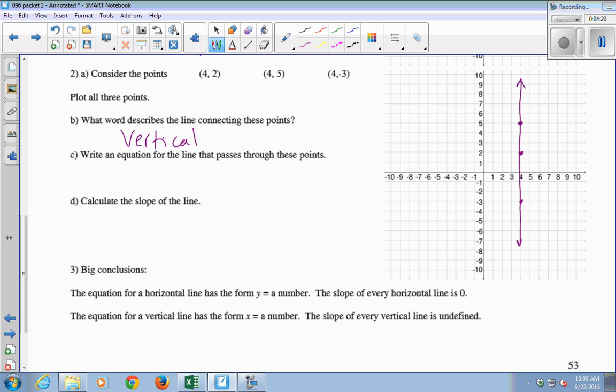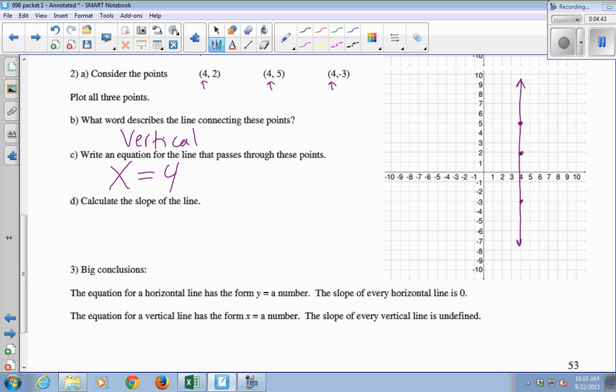So if I want to write an equation for that line, I think about what every point on this line has in common. They've got the 4 as the x coordinate. So that's its equation: x equals 4. X equals 4 is the equation of that line because every point on that line has an x coordinate of 4.